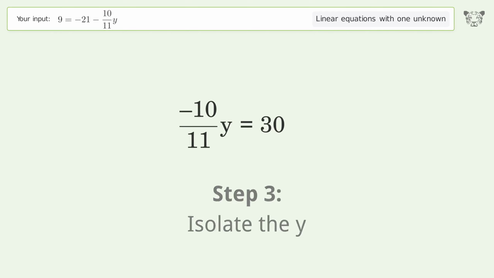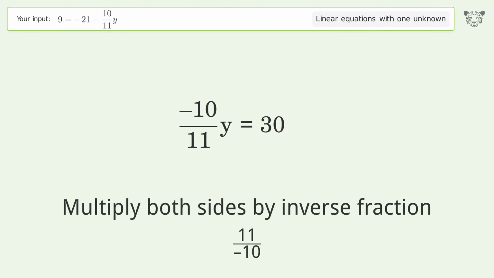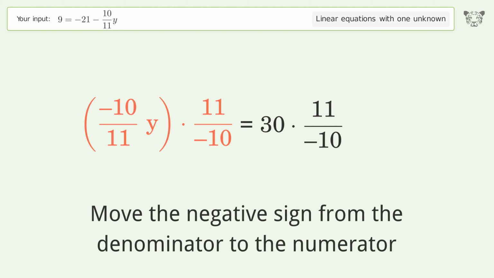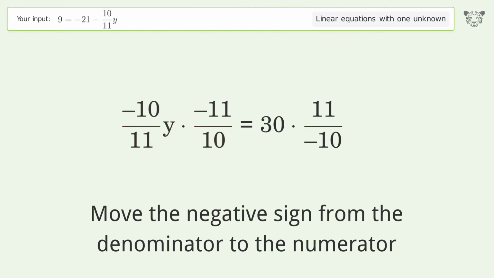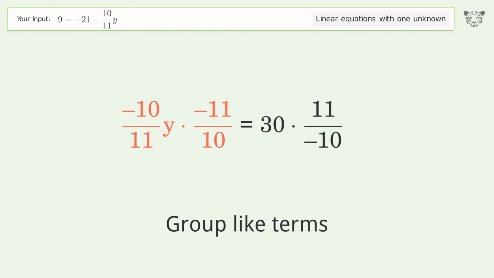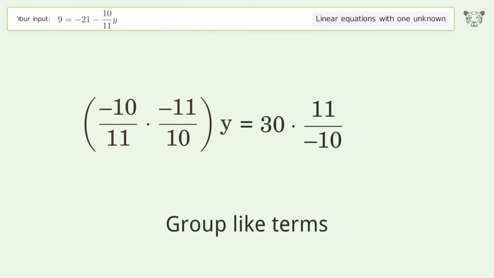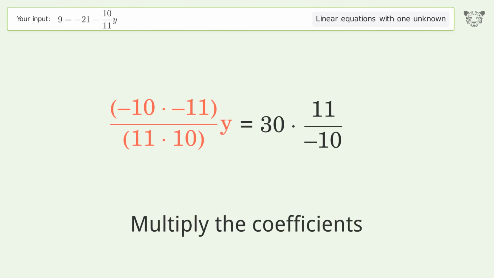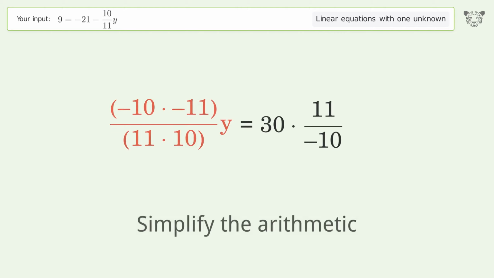Isolate the y. Multiply both sides by inverse fraction 11 over -10. Move the negative sign from the denominator to the numerator. Group like terms. Multiply the coefficients. Simplify the arithmetic.